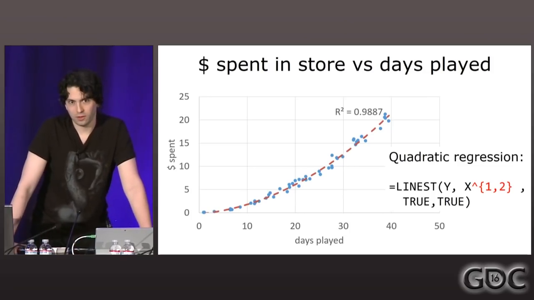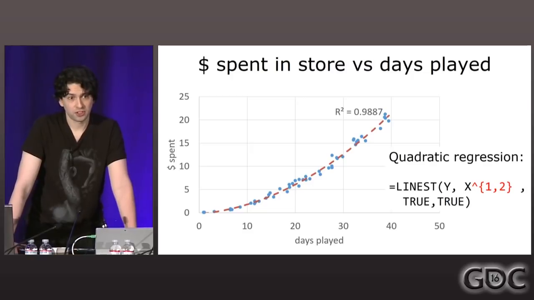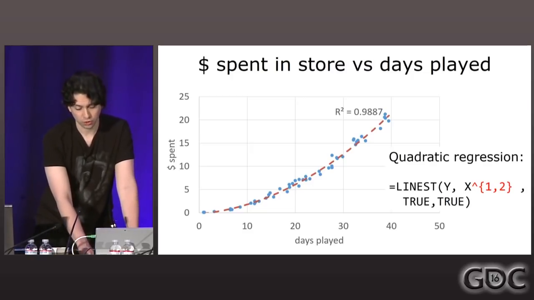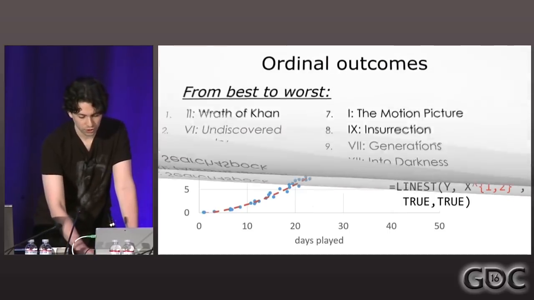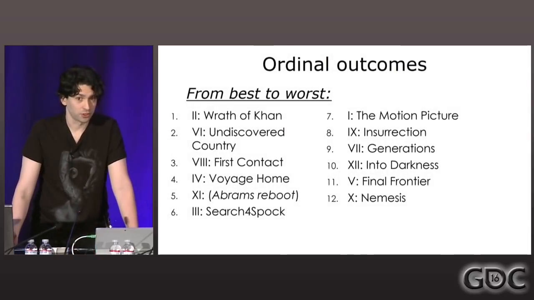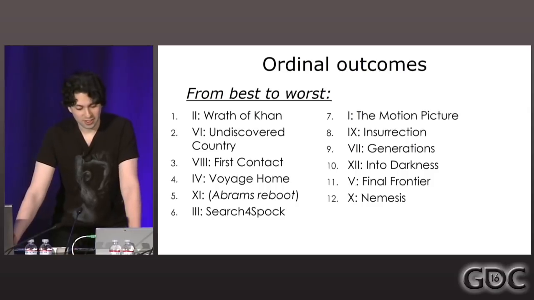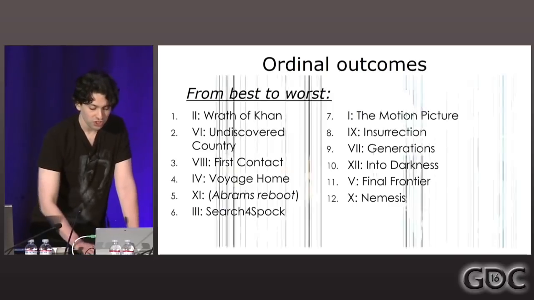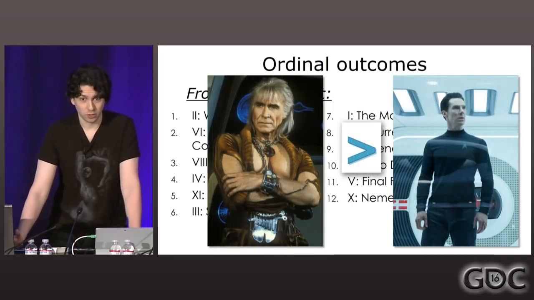All right, I'm going to skip ahead into a Q&A slide. So what if your outcome is something that can't be measured as a continuous number? What if it's something you can't put a score on, but you can just say, this thing is better than that thing? Like, what if you can just rank things from best to worst? Now, you can't look at these things and say that the difference between Undiscovered Country and First Contact is exactly the same as the difference between Search for Spock and The Motion Picture. You can just say which of these things is better than which of the other things.